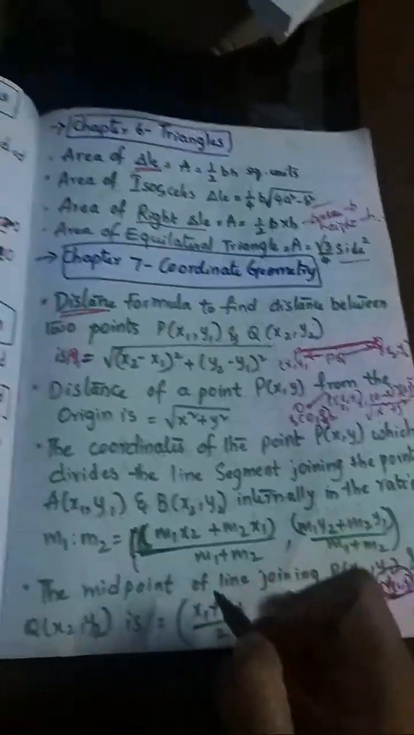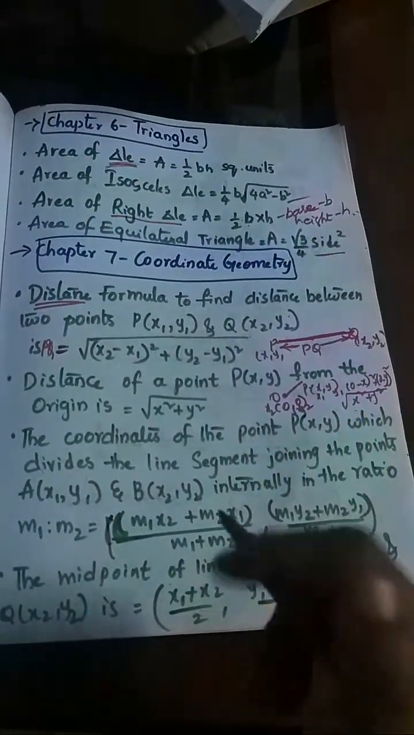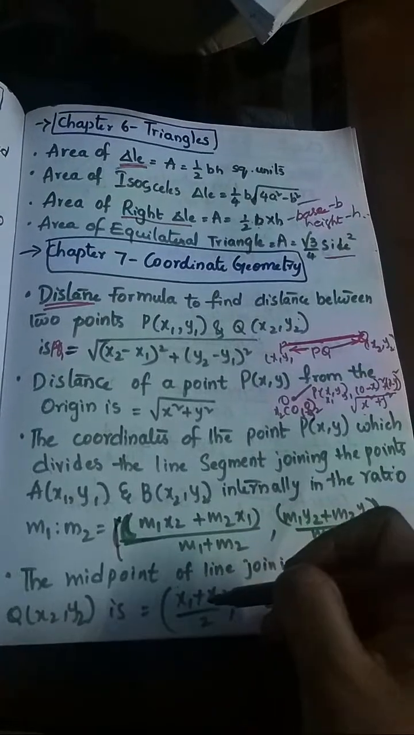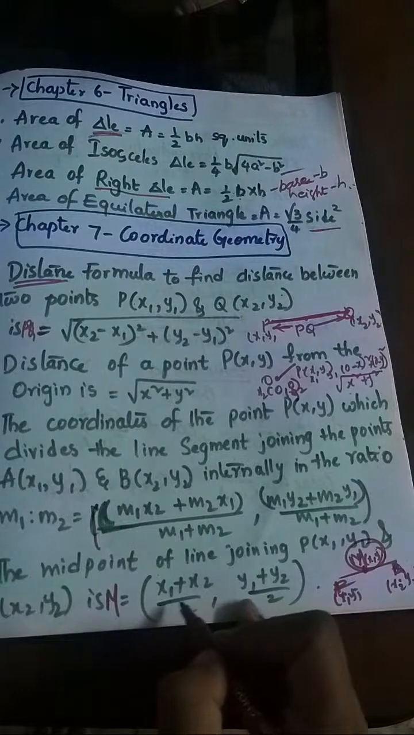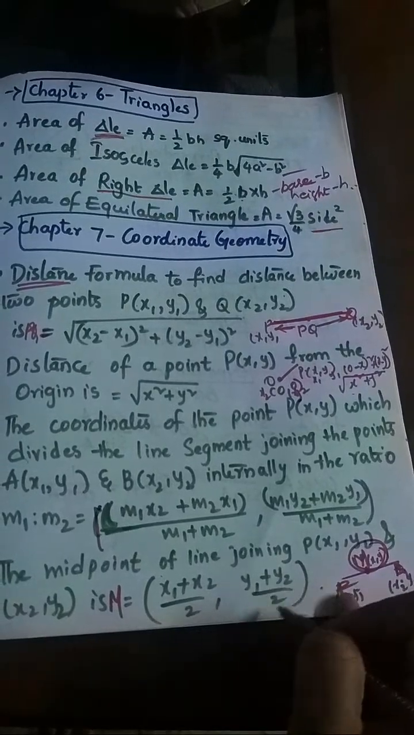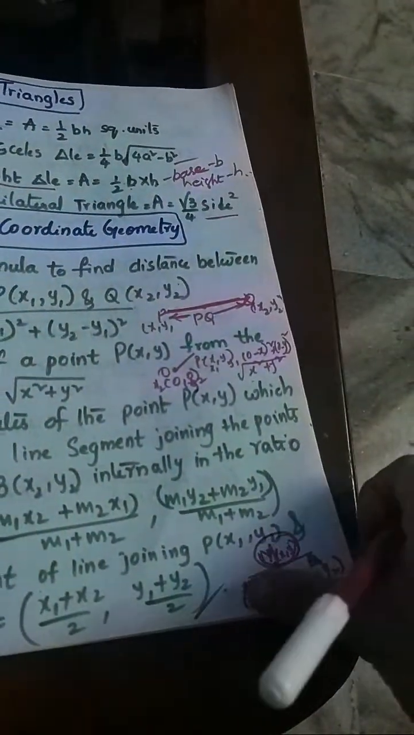Okay, like this. The midpoint of the line joining two given points, then what will you write? Midpoint means M is equal to x1 plus x2 by 2, and this M is equal to y1 plus y2 by 2. Okay, like this we have to understand the line segment.